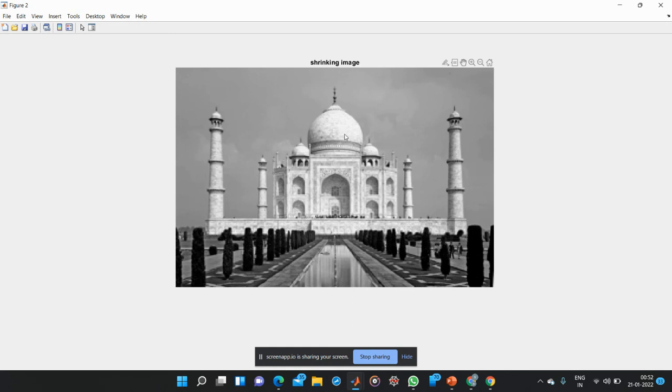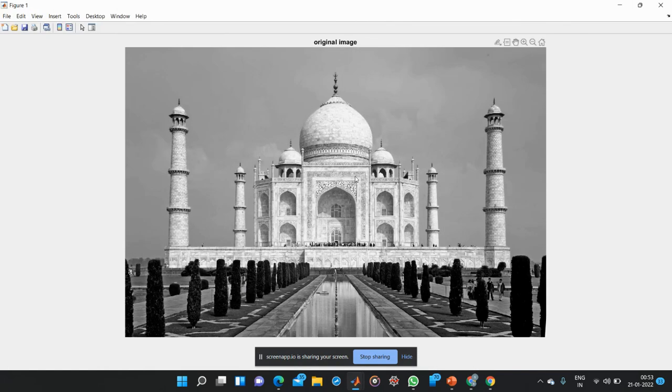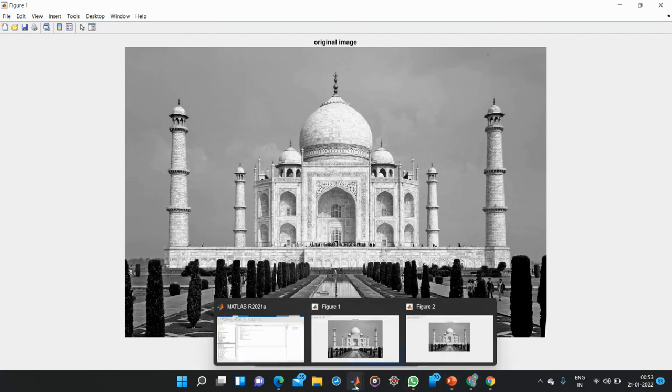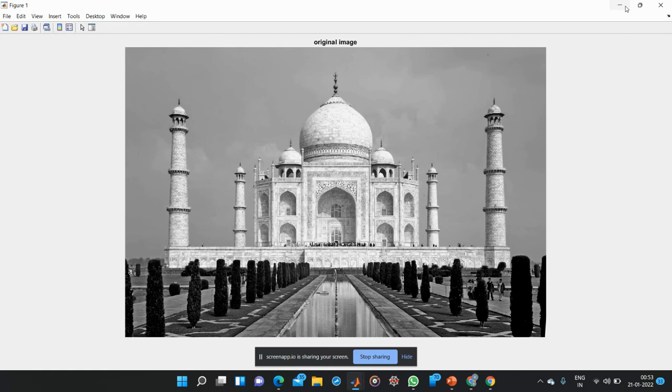We see horizontal and vertical strips, more patterns appearing at the image edges. The high frequency components may affect the signal. We clearly see that the original image has clear, sharp edges and is of good quality in nature. But coming to this shrinking image, the quality is not that good compared to the original image.